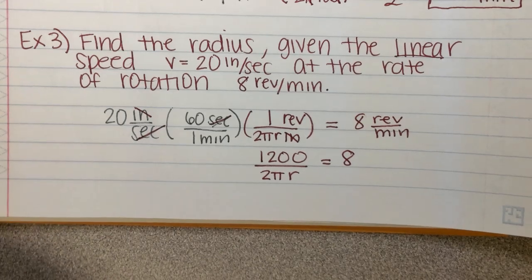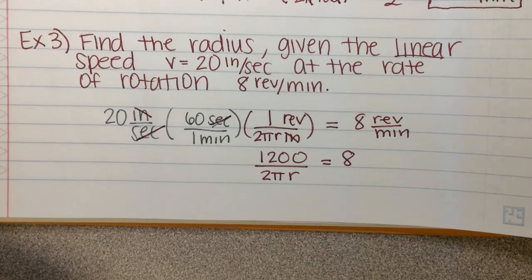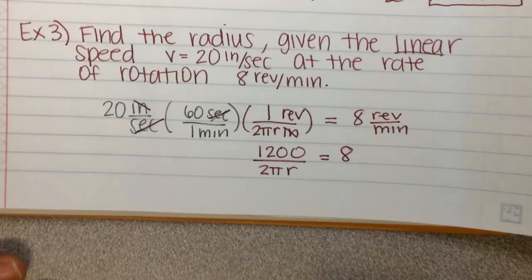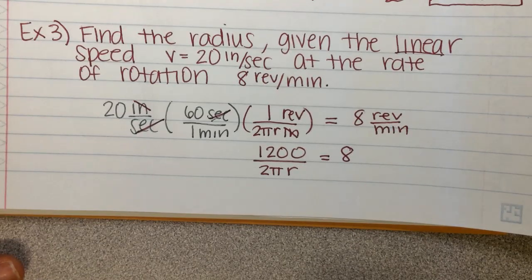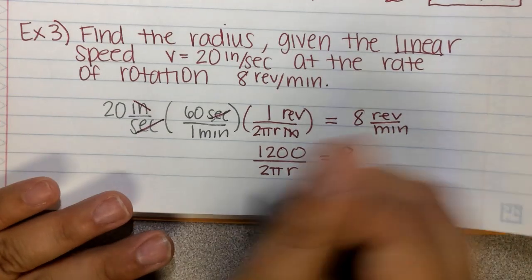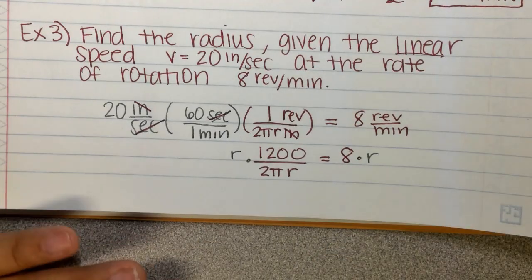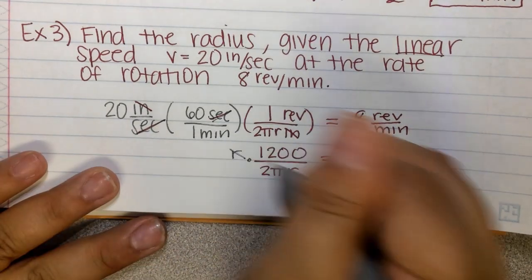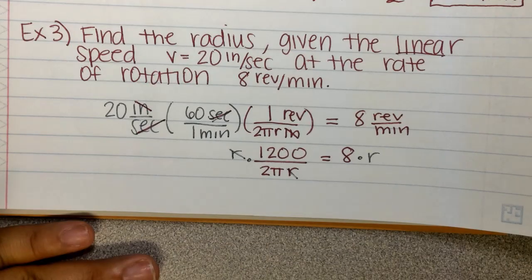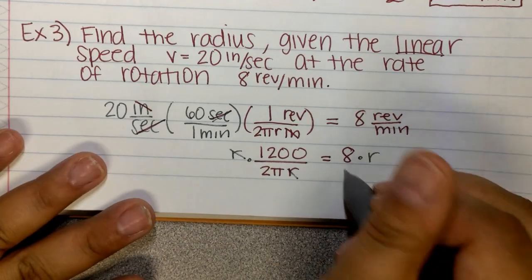Can you solve for r? How? How can I get r by itself? You can cross multiply, or I'm just going to multiply both sides by r. But you can cross multiply, you're not wrong. And if I multiply both sides by r, how do I get r by itself? Divide by 8.